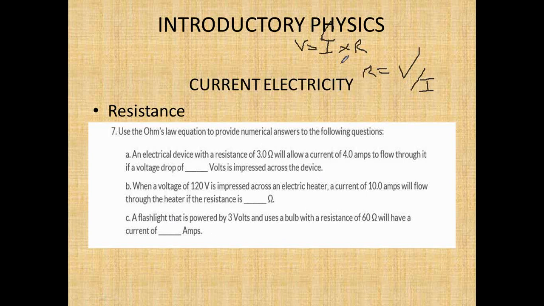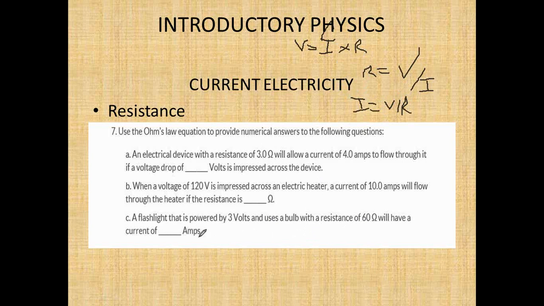All right, so you just rearrange to get current. So we get current, I, is equal to volts divided by resistance. The flashlight is powered by 3 volts, so the volts is 3, and it uses a bulb with a resistance of 60. So that's 3 over 60. You just work it out and you get amps.